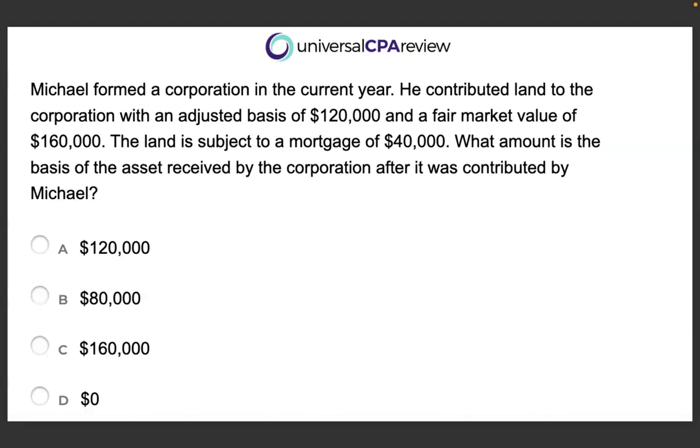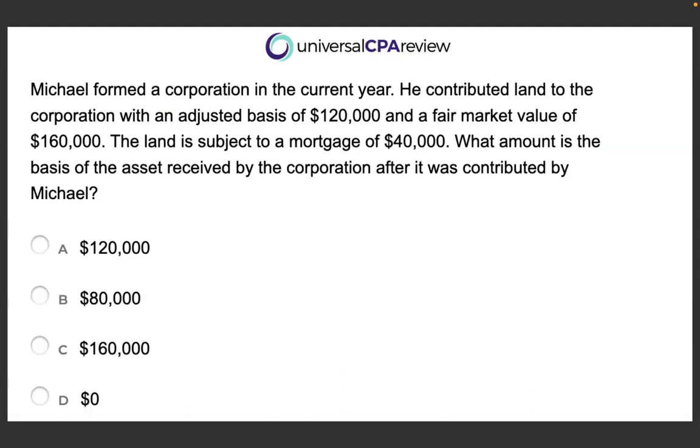Are they asking me about the formation or the basis to the entity, the corporation or the partnership, in this case the corporation? Or are they asking about the basis to the shareholder or partner? We need to identify that. Or is this a question that's talking about gains that are recognized by a shareholder or partner?